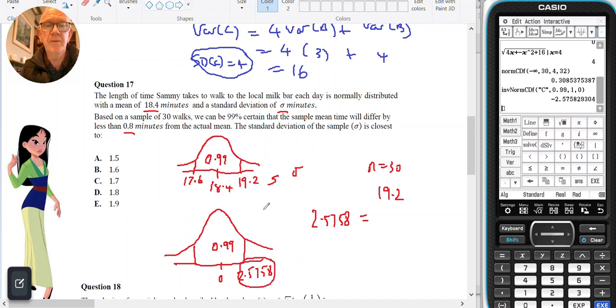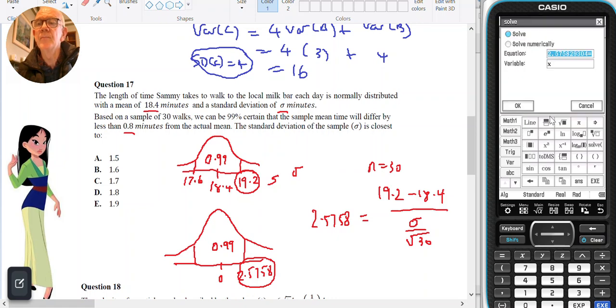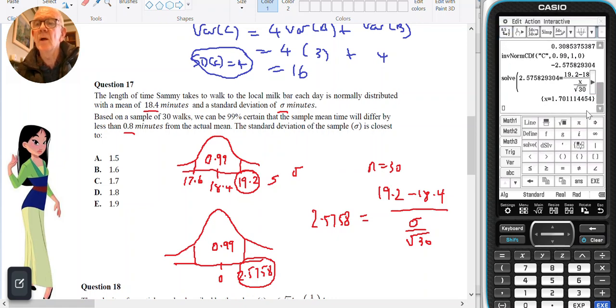19.2, because 2.57 corresponds to 19.2, minus 18.4 over I don't know divided by the square root of 30, since this sample mean came from a sample of 30. So on the calculator, I've entered all that there. I've taken all of the decimal places, and I have done the square root of 30. If I solve for x, I've used x for the standard deviation, it gives me an x value of 1.70. I might go 1.7. So that's question number 17.